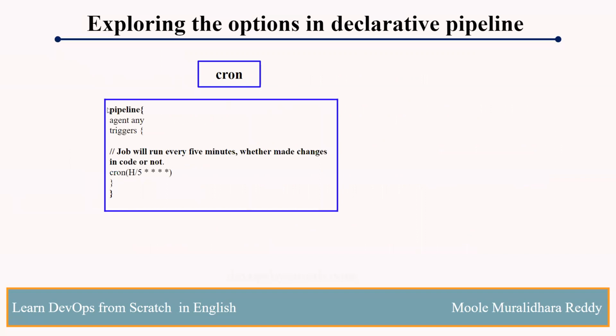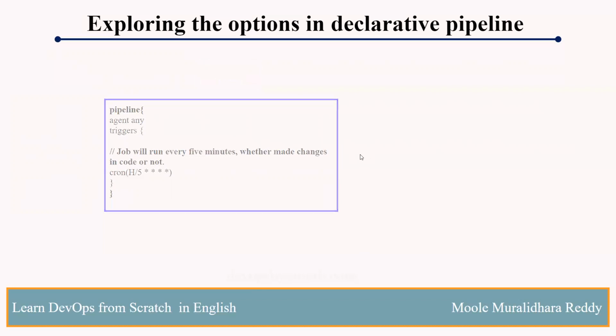Coming to the cron, we can define like this: pipeline, agent, triggers. Inside the triggers, I'm declaring cron H/5, and the remaining 4. Minutes, hours, in total we have 5 fields, right? We have declared them. For the remaining I have given stars, meaning always. Every 5 minutes it will run. If you use the cron option, whether the changes are there or not in GitHub doesn't matter. Not only GitHub, GitLab or Bitbucket, it doesn't matter. It will automatically run that particular pipeline if you use the cron option.